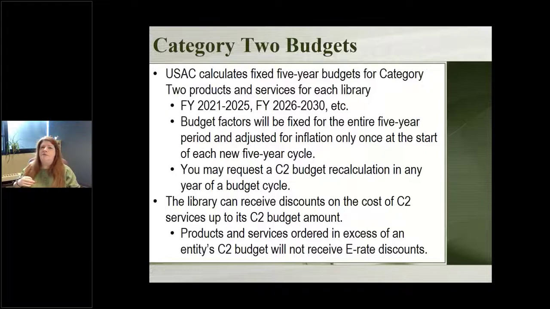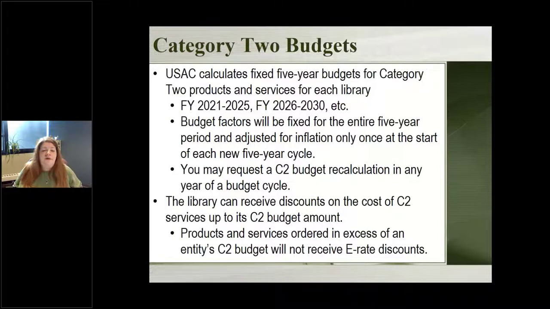So USAC won't proactively make any changes to the amounts that are available. But if you know you have some sort of change, like your school lunch numbers have changed so much that your discount number has changed, you can request that they look at it again and recalculate your particular library's budget. I'm going to show you in just a second here what those numbers are.